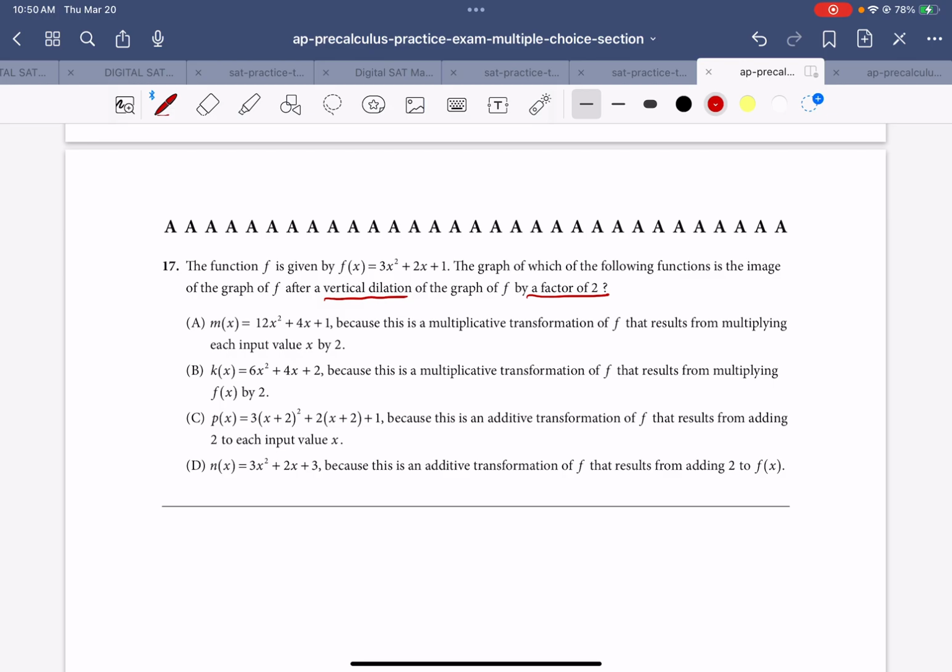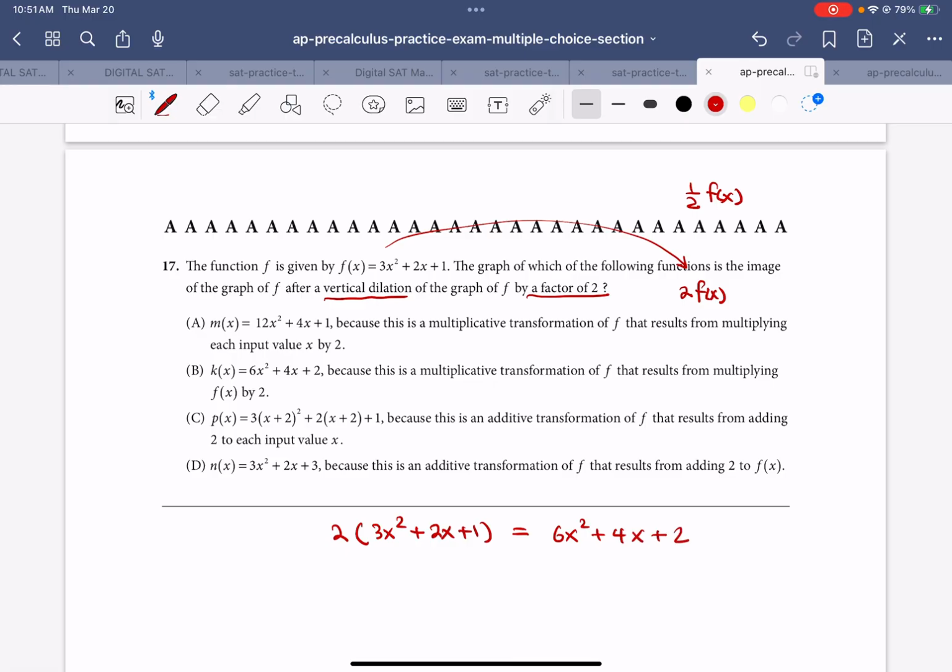So you can set up twice f of x, because it's vertically stretched by a factor of 2. If it's a shrink by a factor of 2, then I have to say shrink by a factor of 1/2, then it's like this, okay? So when you substitute f of x into here, you have twice 3x squared plus 2x plus 1. When you distribute, 6x squared plus 4x plus 2.